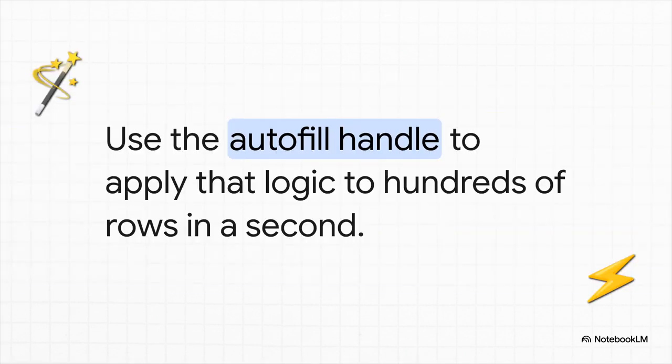And here's where the real magic happens. Once you've written that formula for just one student, you see that little green square in the corner of the cell? That's the autofill handle. You just grab it, drag it down, and boom. That same logic is instantly applied to every single row. Hours of mind-numbing work done in literally a second.